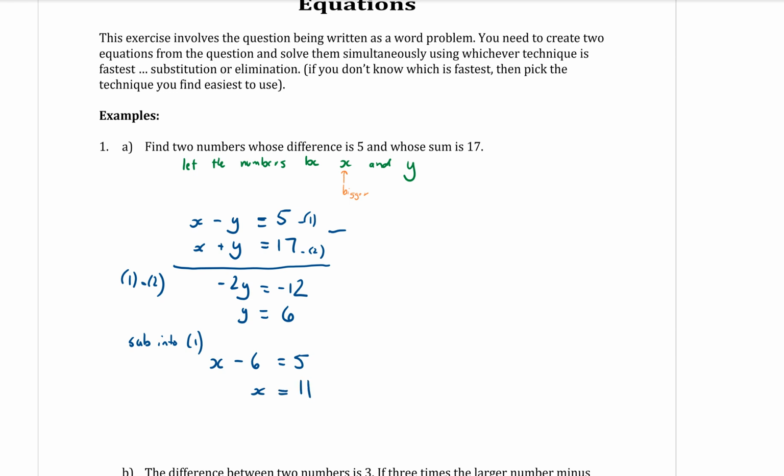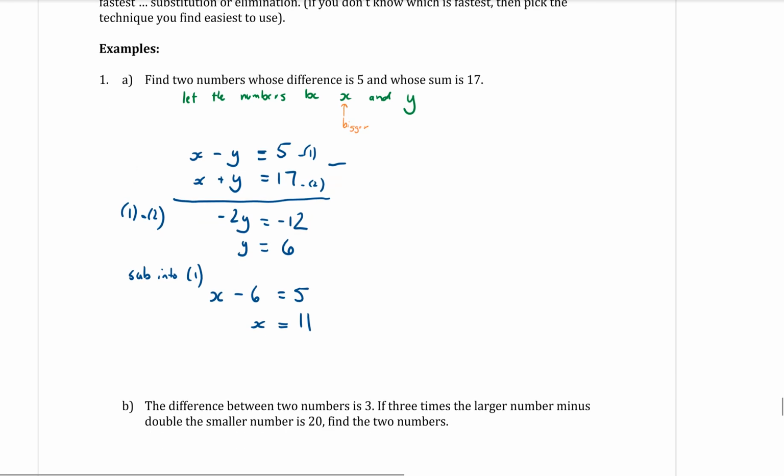Now, x and y were pronumerals that I introduced. They were not in the question. So for a wordy problem, you should always remember to give a wordy answer. The question actually asked me to find two numbers whose difference is 5 and whose sum is 17. So I'd write a little conclusion down here and I would say, therefore, the two numbers are 6 and 11.